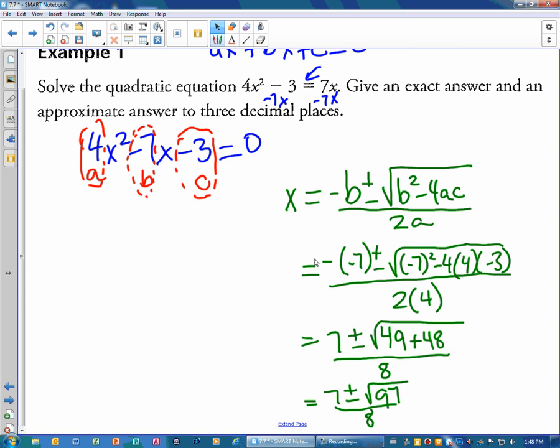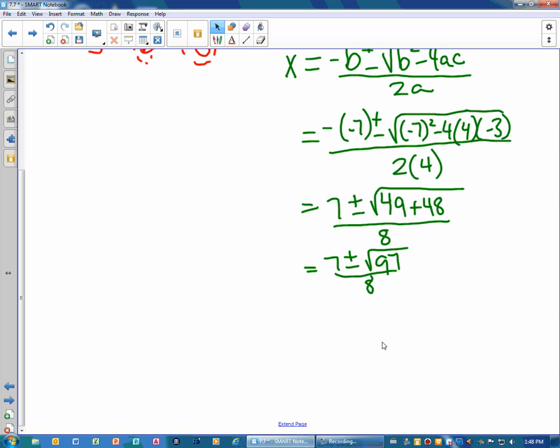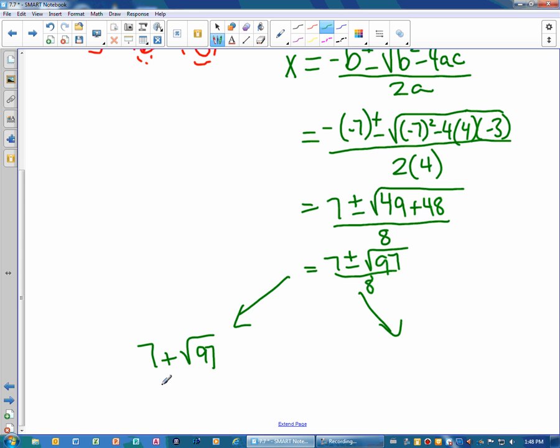Okay, now I can't take the square root of 97. It's a decimal. It's close to 10. It's probably like 9.8 because it's almost the square root of 100. So I have two answers here. My first answer is 7 plus the root of 97 over 8.